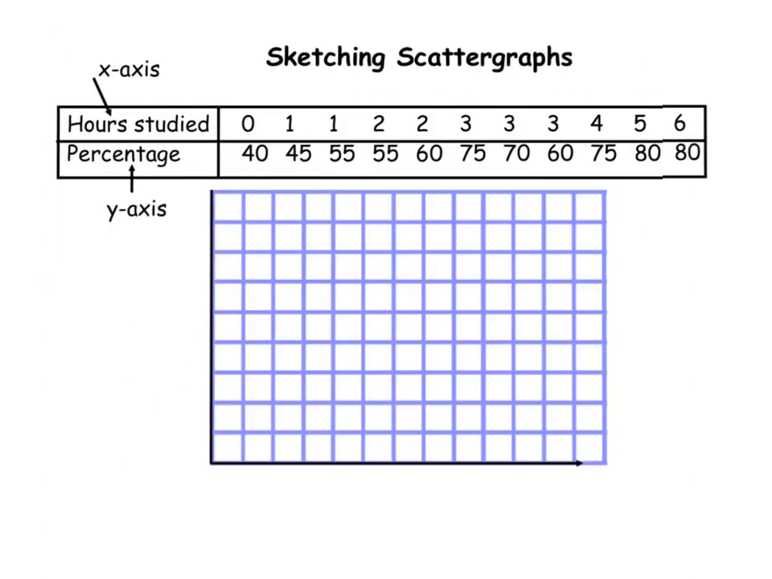Okay, to sketch a scattergraph, your stuff will appear in a table perhaps like this. The x-axis is whatever's along the top, so along the bottom will be our hours. And up the side will be the thing along the bottom of the table, so that will be your percentages.